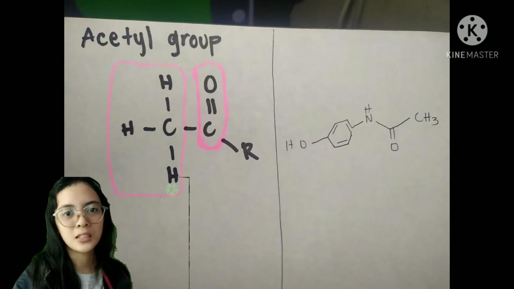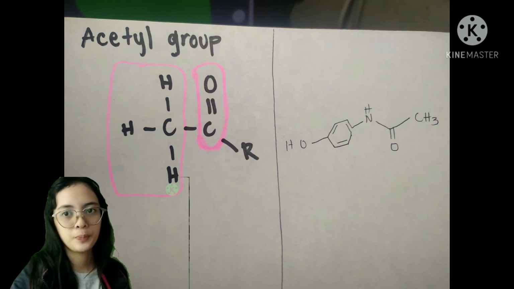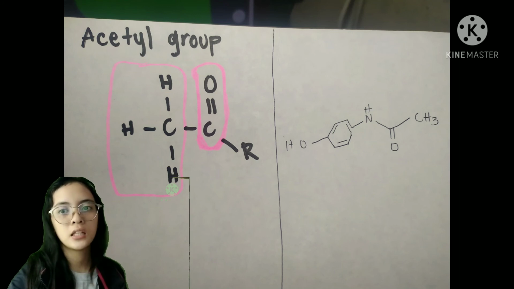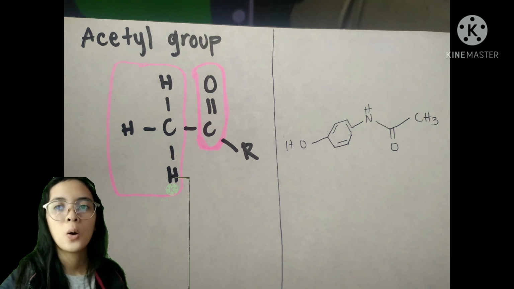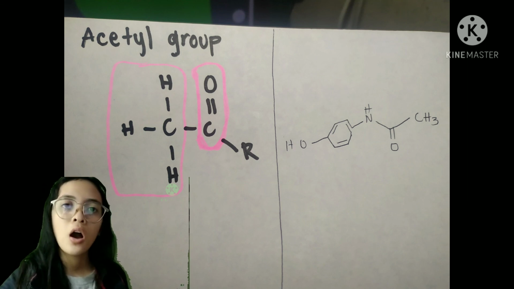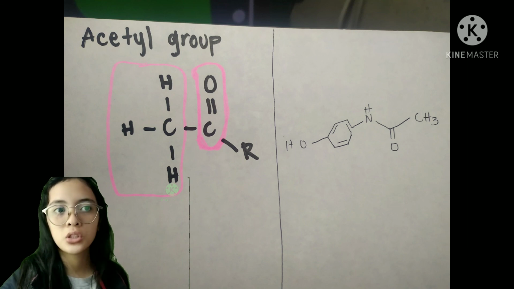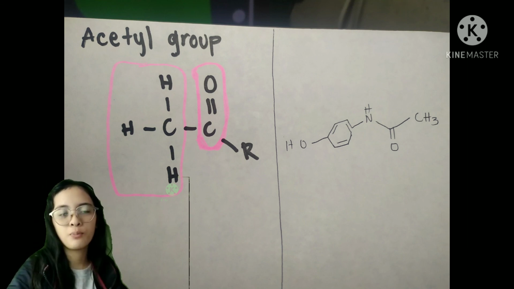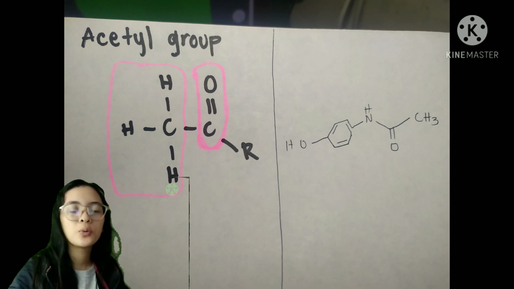Finally, here's an acetyl group, containing a carbonyl group and a methyl group. It can attach to any molecule, from as small as an OH group, making acetic acid, to the largest molecule that we know of. It is often used in organic chemistry reactions, making it an important moiety to be familiar with.